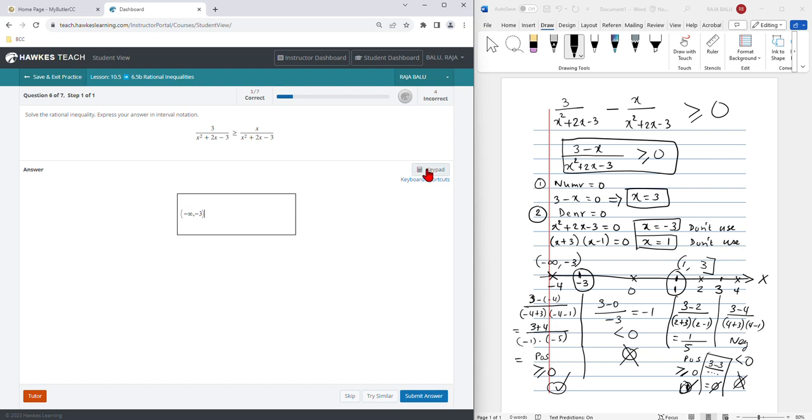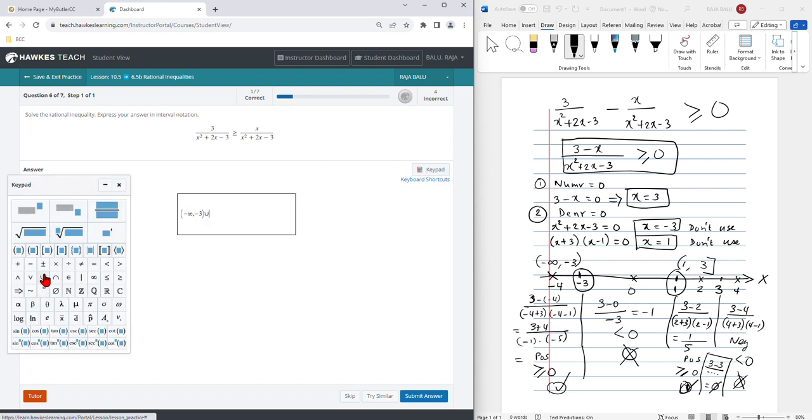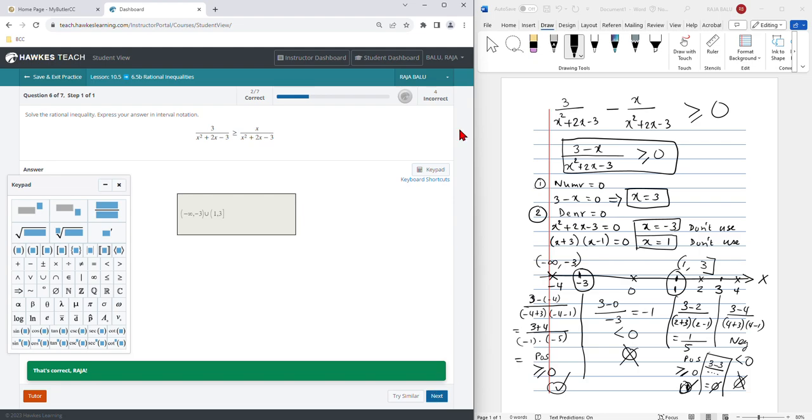Minus 3 there, and then union. No, we cannot use that parenthesis. We open on left, close on right, which would be 1, comma 3. Yes, it worked.